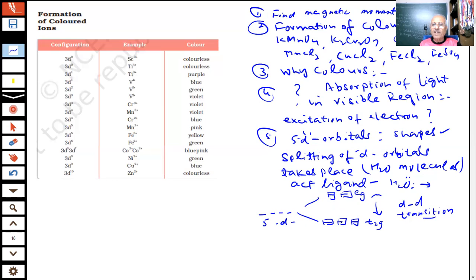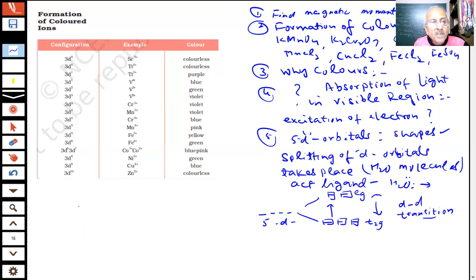The electrons can be excited from here to Eg. That energy falls in the visible region. So when they absorb light in the visible region, electrons will be excited from T2g to Eg. This is what we call a d-d transition. Due to the d-d transition, they become colored. Whatever colored solution you are seeing is because of this excitation of electrons when they absorb light in the visible region. The color observed corresponds to the complementary color of the light absorbed.